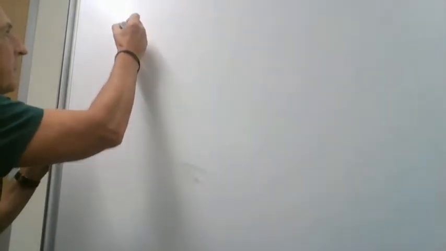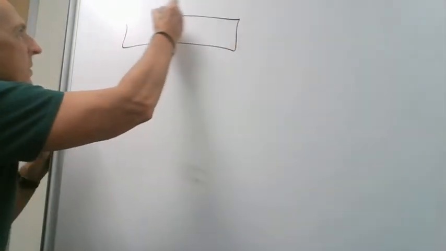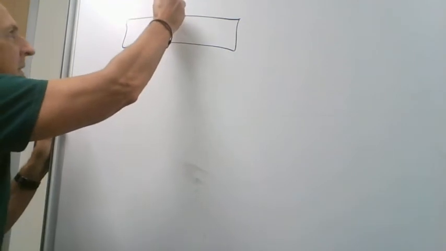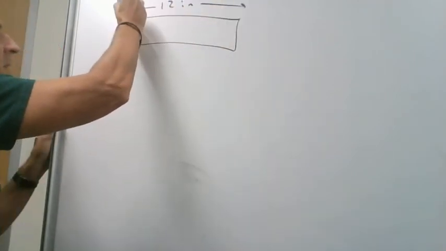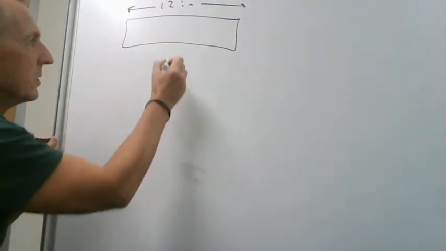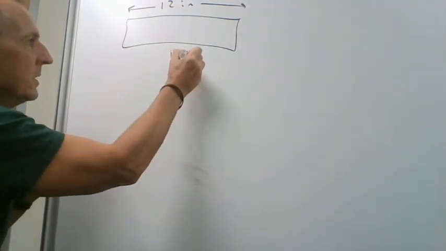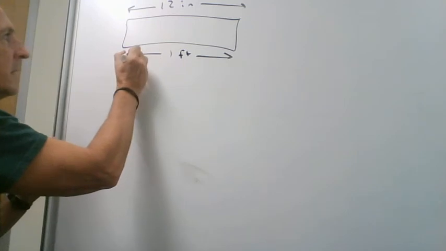Alright, this video is on doing conversions. So whenever we're doing a conversion, we're going from one unit to another. And say, for example, we have a ruler, a standard ruler is 12 inches from one end to the other end. But that standard ruler is also 1 foot from one end to the other end.